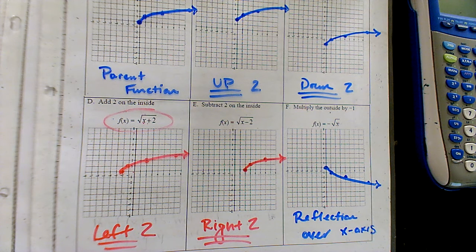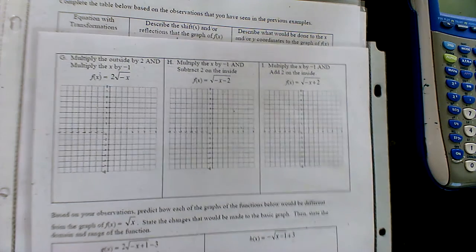All right, so right now this is kind of basic where we're just doing one thing to the equation. We're just moving it one way or we're just flipping it, but we can get involved with some of these. Maybe we want to do more than one change or transformation. So we're going to check those out on the back.